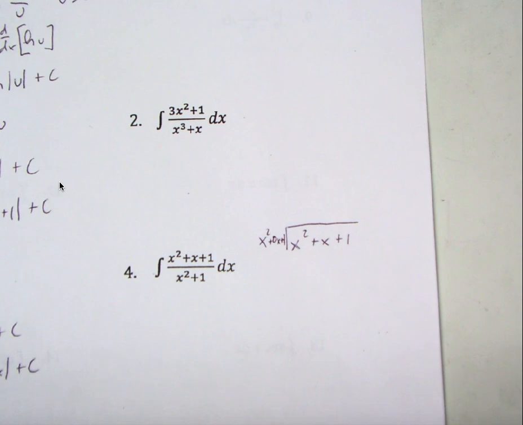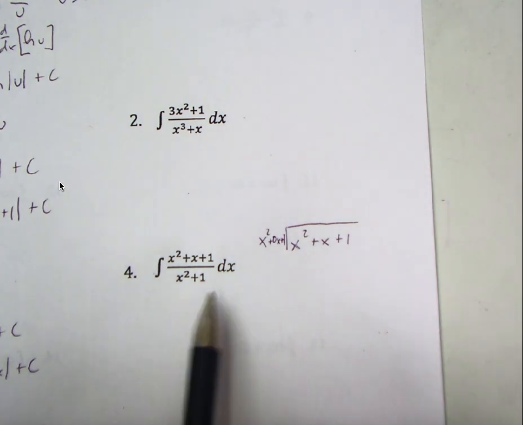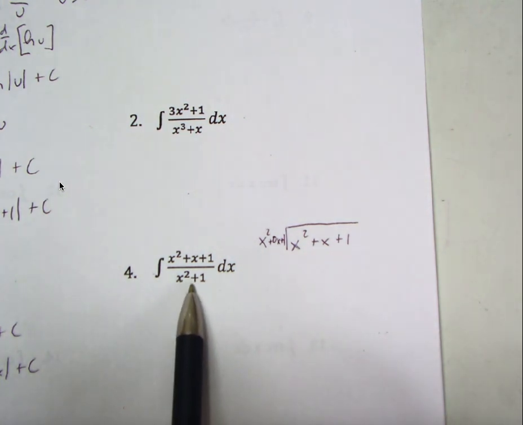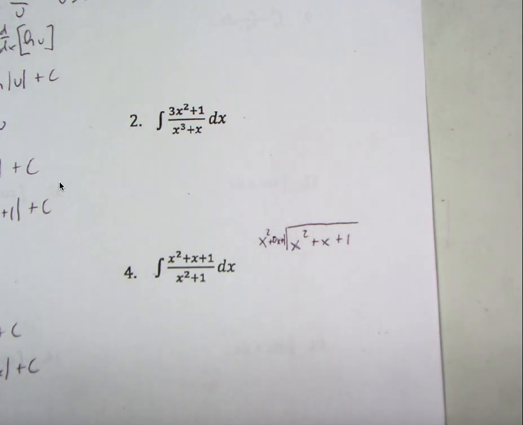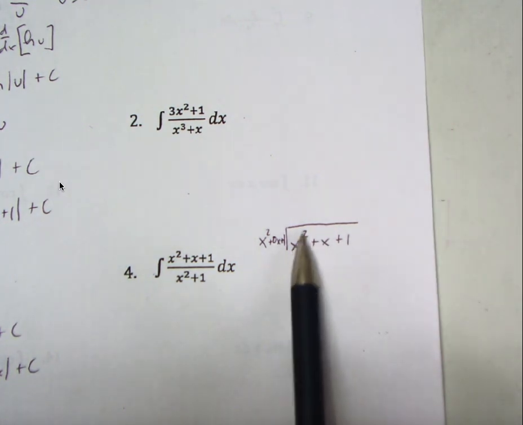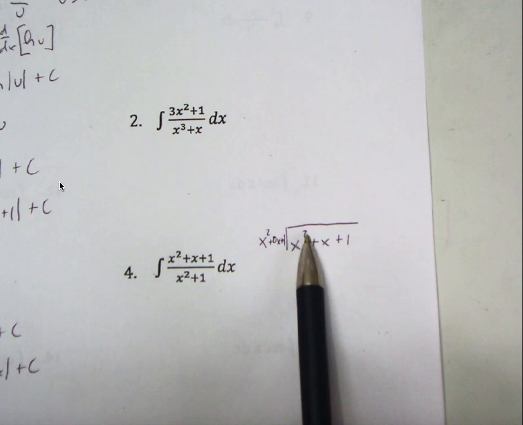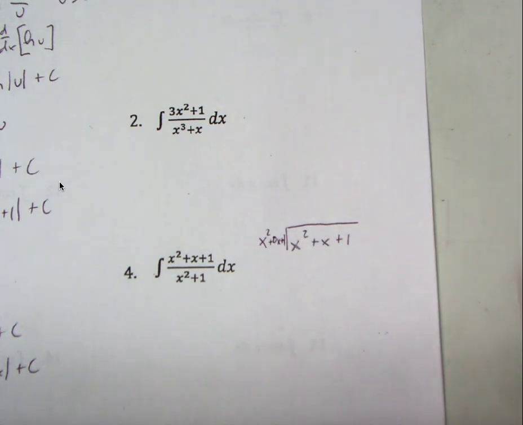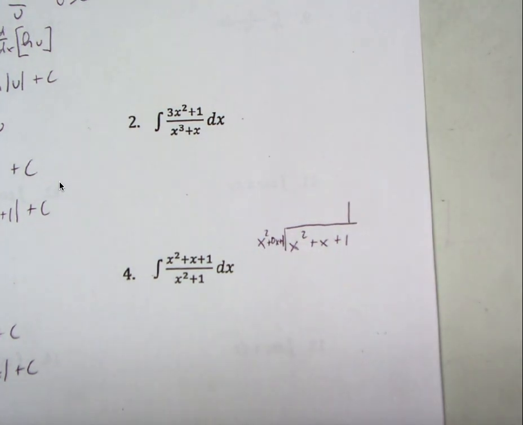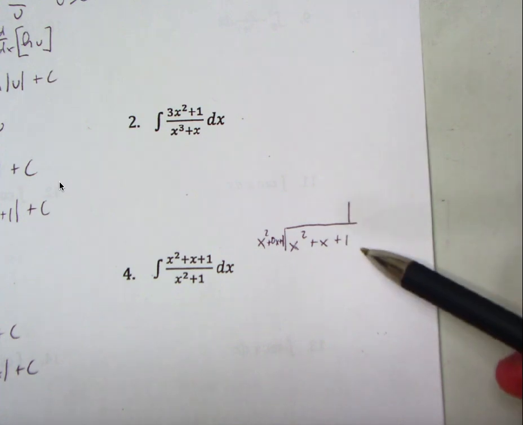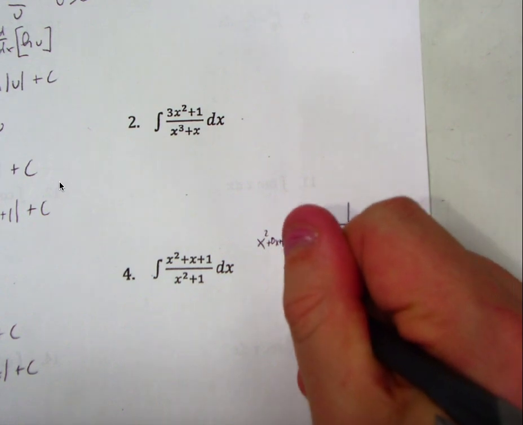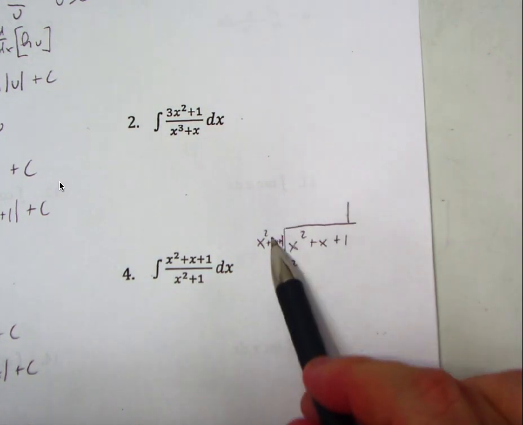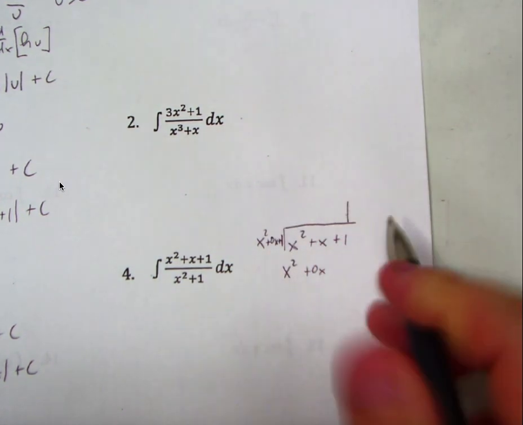So I like to account for missing terms. So notice I'm dividing by x squared plus 1, so I put a 0x in the middle there. I would do that for any missing terms in the numerator too. So to refresh your memories of long division, we take the first term divided by the first term. So x squared divided by x squared is 1. And I line up my term, so I put it above the constant. Then I multiply this back through, so I get x squared plus 0x plus 1.